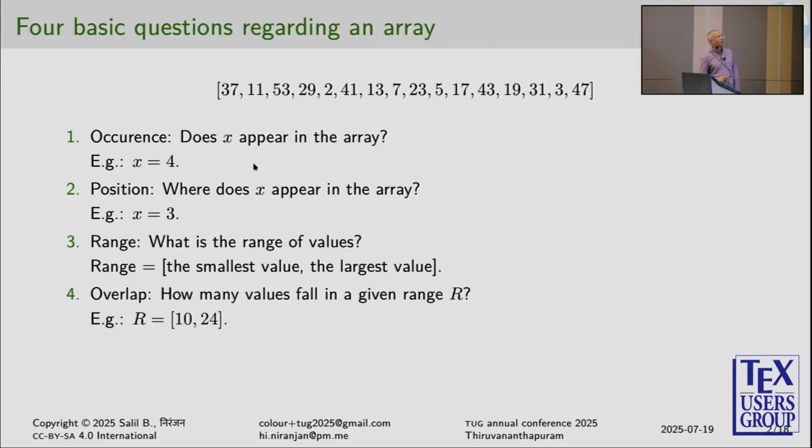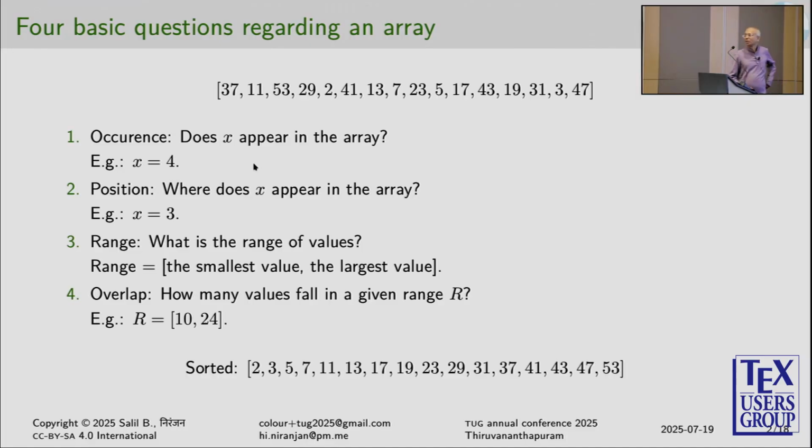Overlap. How many values fall in a given range R? Say R is 10 to 24. Quick. No? How many values? 8. No, there is 11, 13, 17, 19, that's all. So the answer is 4. Okay?